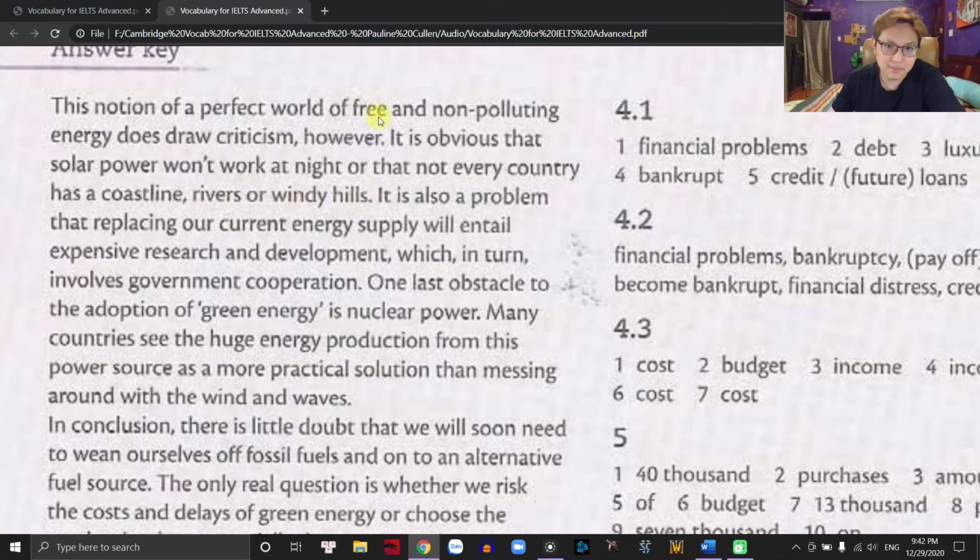So this one seems to talk about how complicated it is to replace.